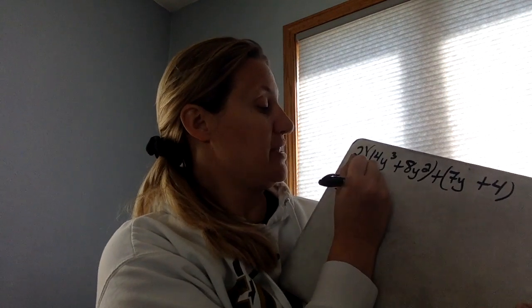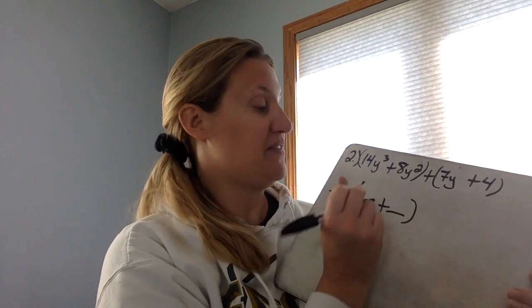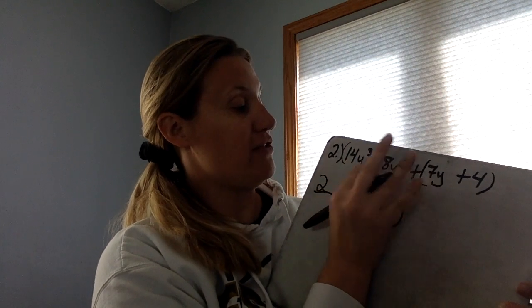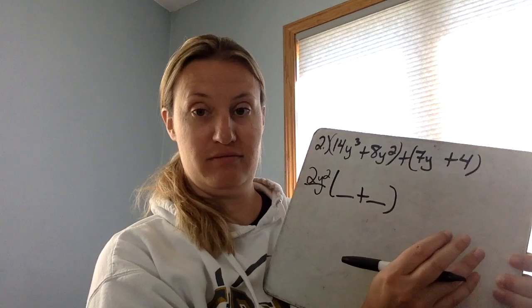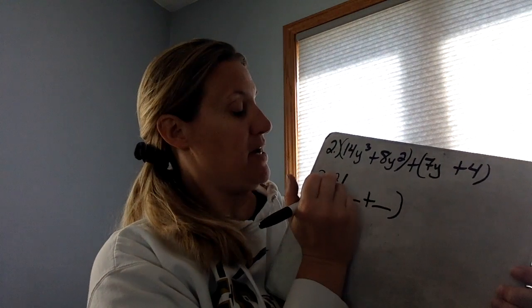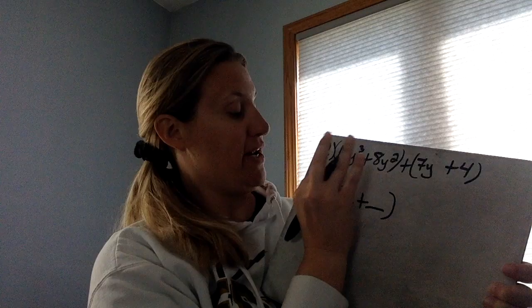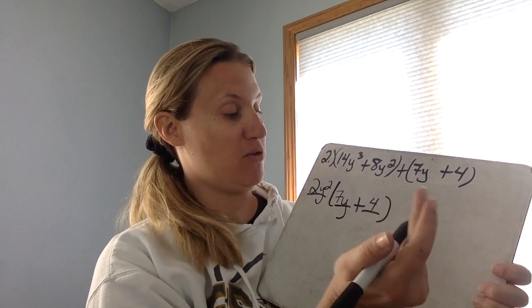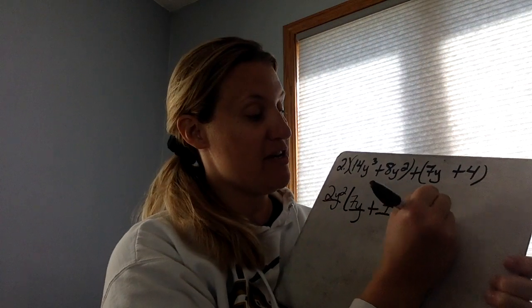Okay, so again, greatest common factor, what's going to be left inside? The greatest common factor of 14 and 8 is 2. Y to the third and y squared is y squared. 14 divided by 2 is 7. Y to the third divided by y squared is y. 8 divided by 2 is 4. The y squareds cancel.